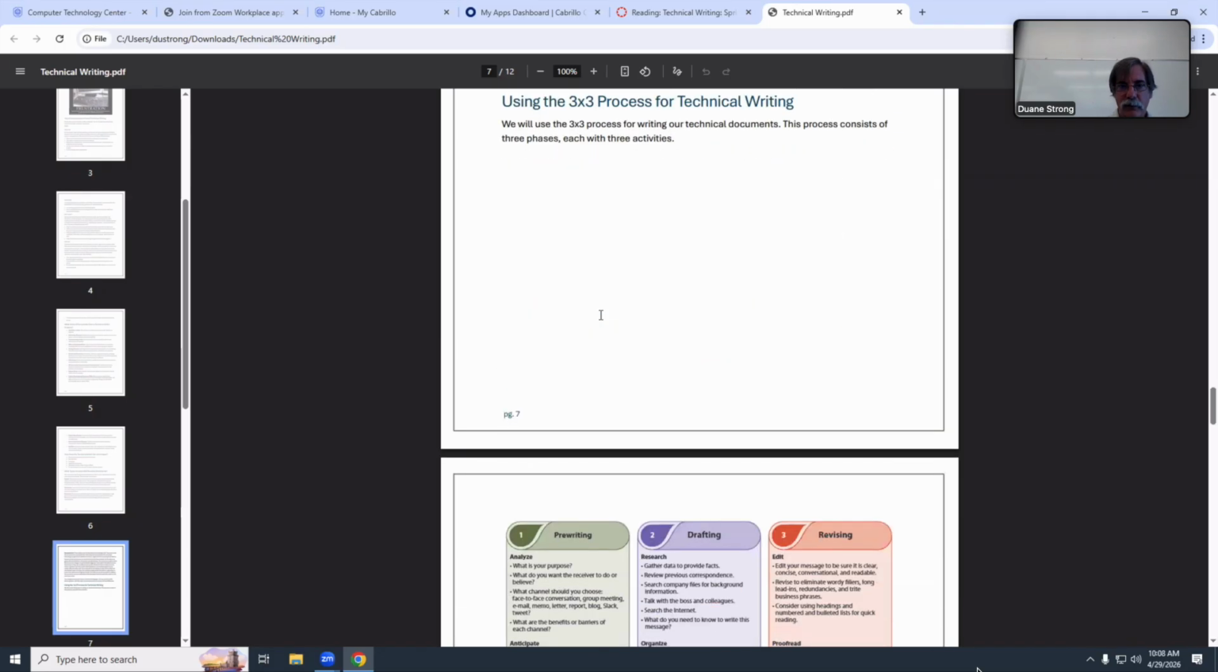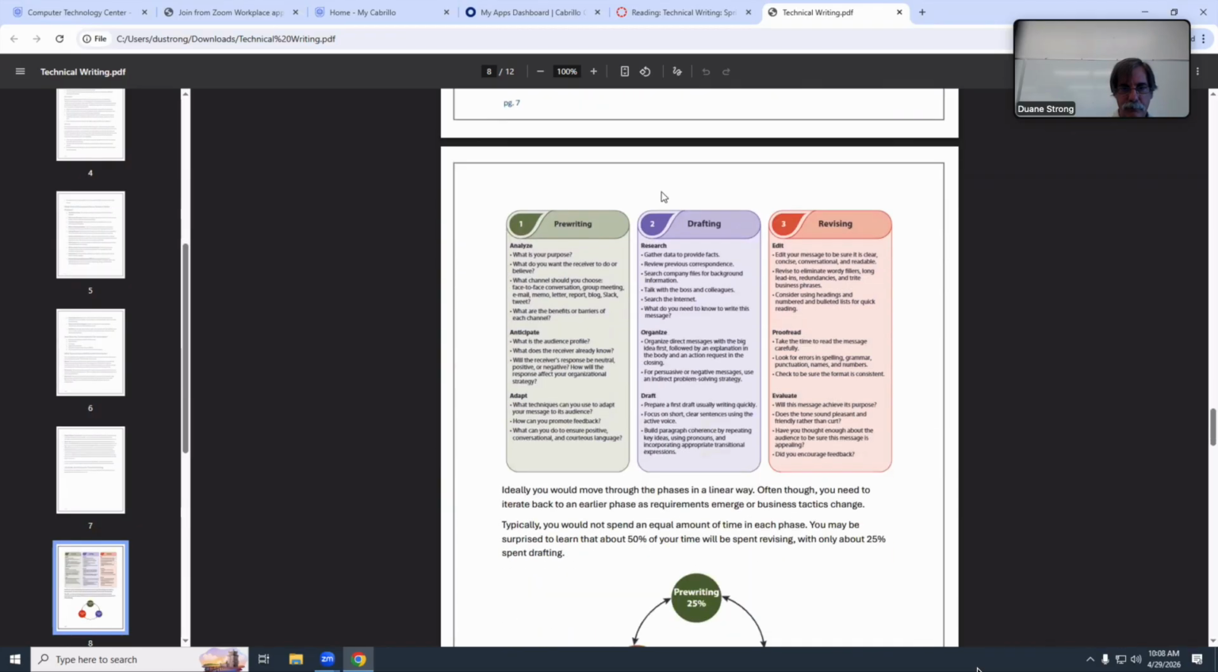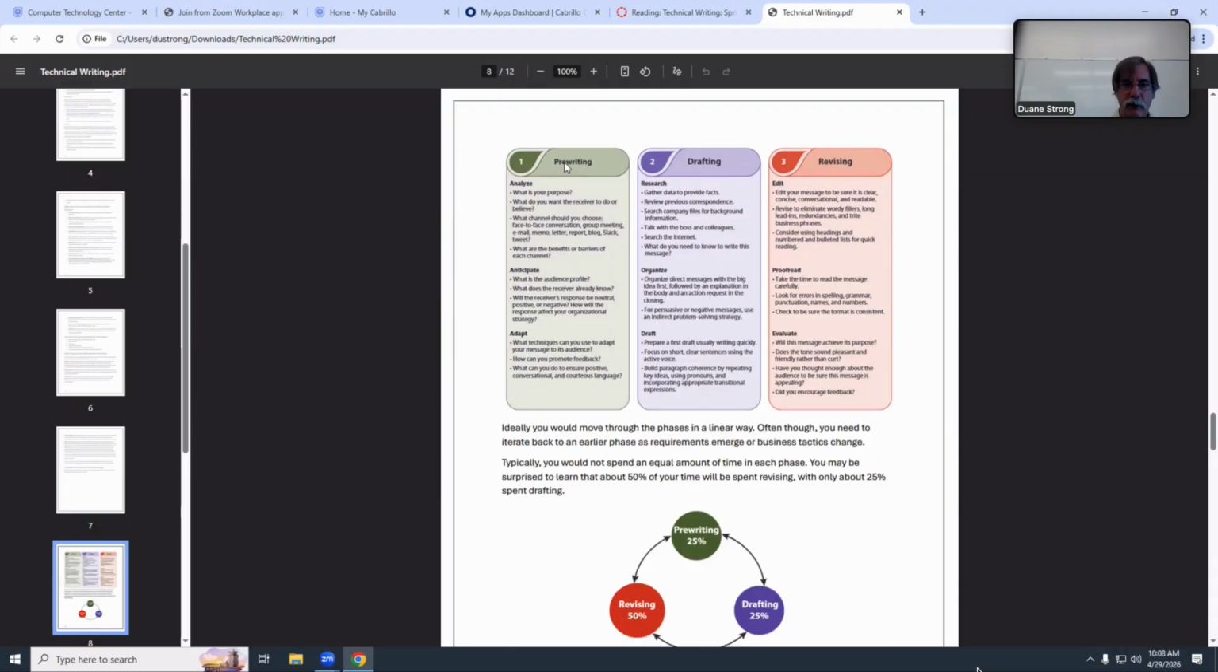So, as I mentioned, it consists of 3 phases. Each of those phases has 3 activities. So the phases are pre-writing, drafting, and revising. And in the pre-writing, the activities are analyze, anticipate, and adapt. In the drafting phase, the activities are research, organize, and draft. And in the revising phase, it's edit, proofread, and evaluate. And this is right out of your textbook.